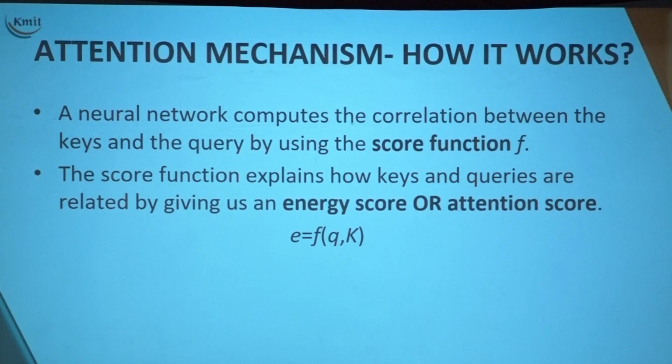Now, a neural network computes, see everything is a neural network here, even attention mechanism is like a neural network. What does it compute? It computes correlation between the key and the query by some mathematical function. We are calling that mathematical function a score function f. This score function will take key and query and give you an attention score, sometimes also known as energy score. Both are one and the same.